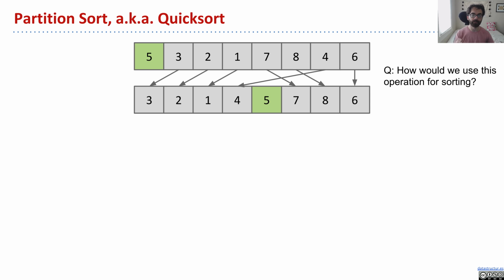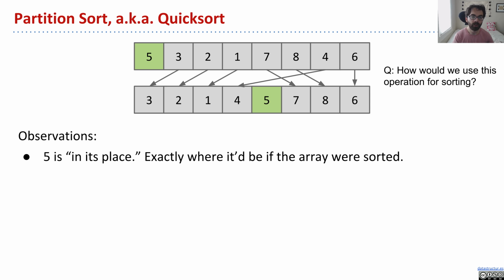Well, I'm going to make a couple of really important observations, and maybe, to avoid spoilers, if you want to relive the dream and try to be Tony Hoare circa 1960 and make this happen, pause and think about it. Okay, so the two key observations are, one, while the array is not sorted, 5 is. 5 is in its place. It's exactly where it would be if the array were sorted.